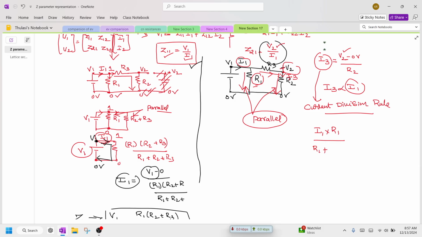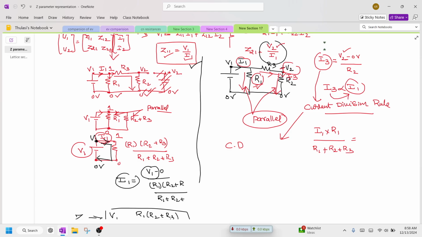Here there is also one parallel branch, but these two are connected in series, so I'm going to write down R2 plus R3. If you want to understand more, please watch my previous lecture videos on the current division rule. Total current times the opposite branch resistance, divided by the sum of the resistances connected in parallel. One resistor connected in parallel is R1, and the next is R2 plus R3. That is equal to I3. I expressed it successfully; you can see here I3 expressed in the form of I1.